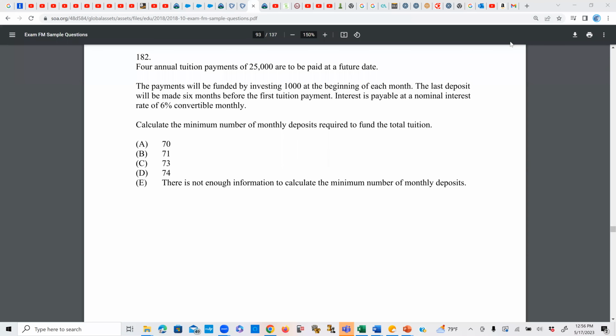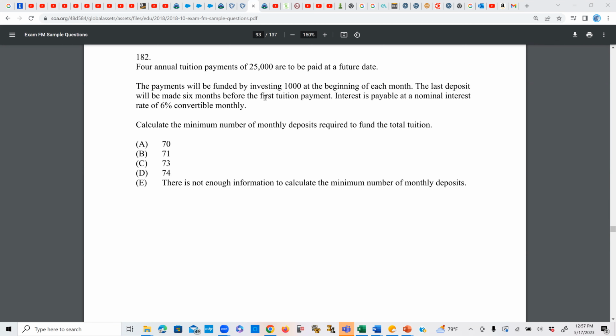Four annual tuition payments of 25,000 are paid at a future date. The payments will be funded by investing 1,000 at the beginning of each month. The last deposit will be made 6 months before the first tuition payment. Interest is nominal, 6%, convertible monthly. Calculate the minimum number of monthly deposits required to fund the total tuition.